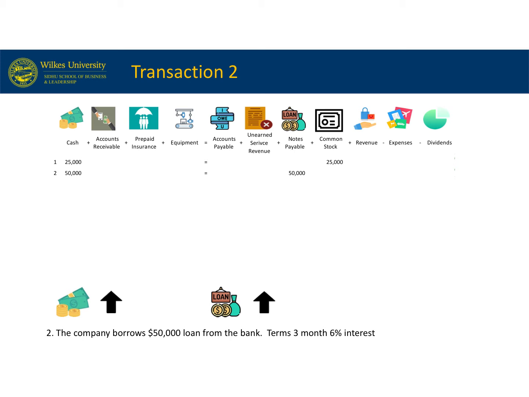In transaction 2, the company borrows $50,000. It's a loan from the bank with terms 3-month loan, 6% interest. We'll deal with the interest later, but the asset cash increased along with the liability account called notes payable. You can see how they are input into the accounting equation. Note, the accounting equation holds. Both sides of the equation increased as assets increased $50,000 and the liability, notes payable, increased $50,000.